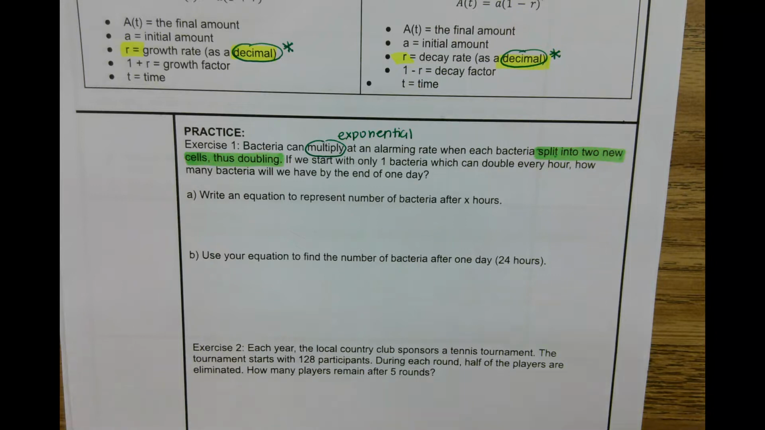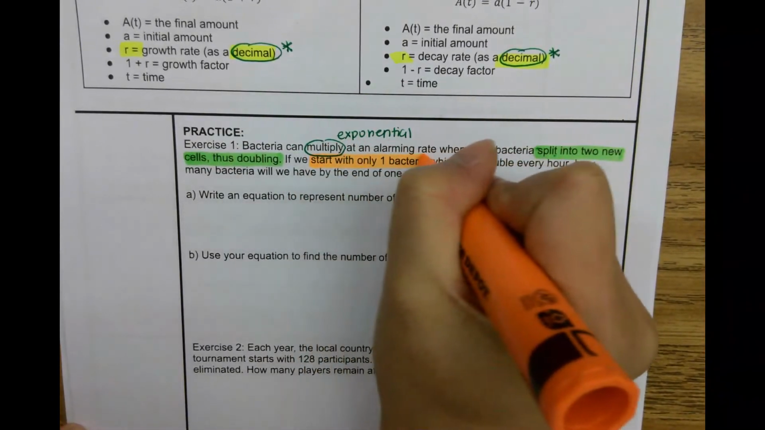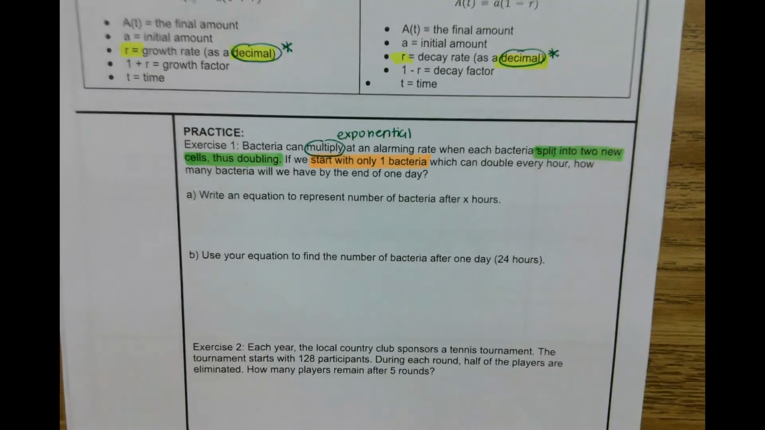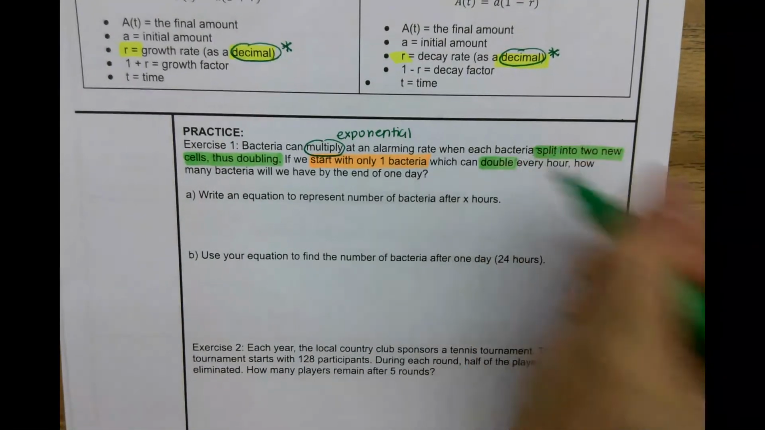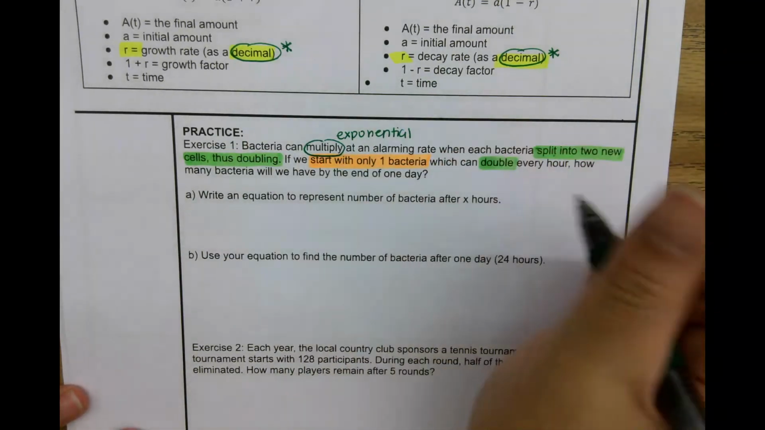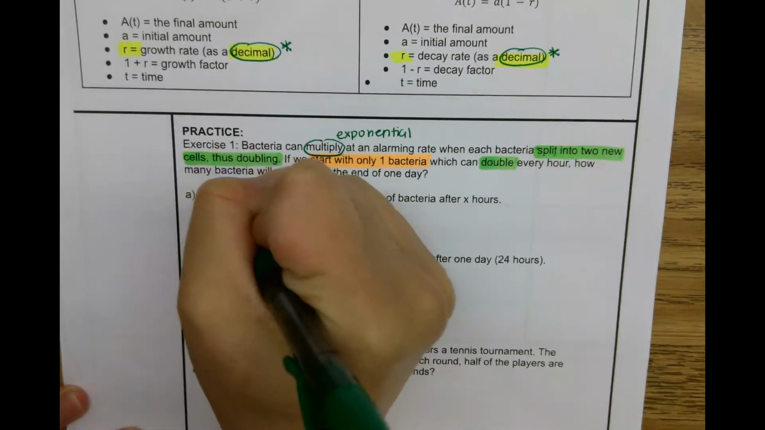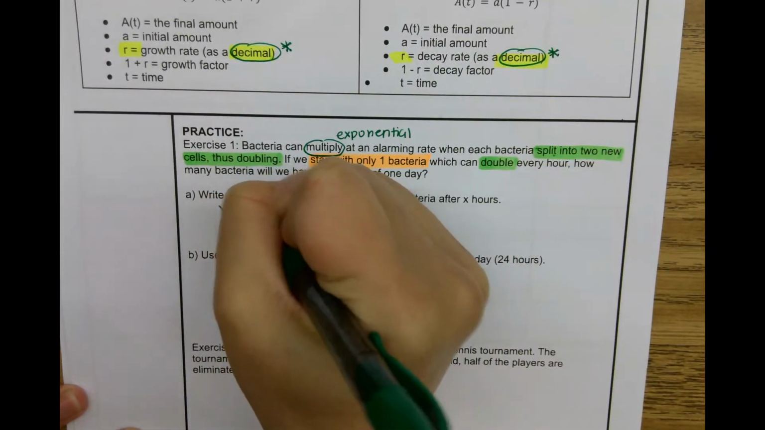So if we start with only 1 bacteria, that's important too. We're starting with 1, and it doubles every hour. So we see double again as our base. Every hour. How many bacteria will we have by the end of the day? Let's first start by writing an equation to represent the number of bacteria. Here you can do f of x or y. I'll do y, just in case we're not used to it. So y here is going to represent the number of bacteria.